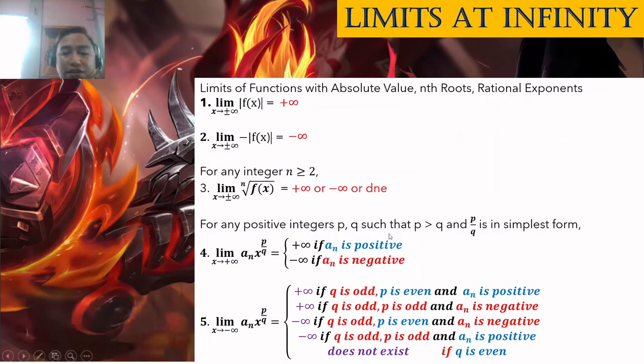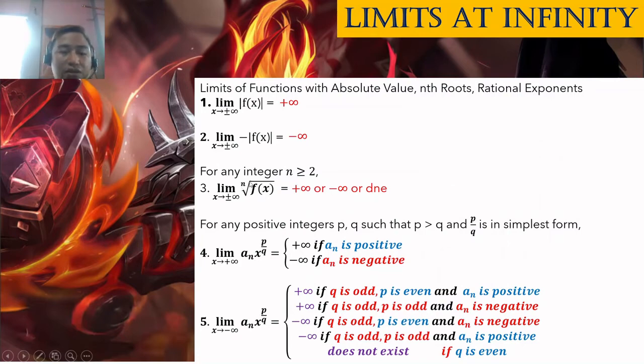So this is like a generalization, class. The limit of f of x, a function with an absolute value outside, as x approaches positive infinity is always positive infinity. If there is a negative outside, it is negative infinity. This is always positive, and there's a negative outside, so the values are always negative, so it goes to negative infinity.